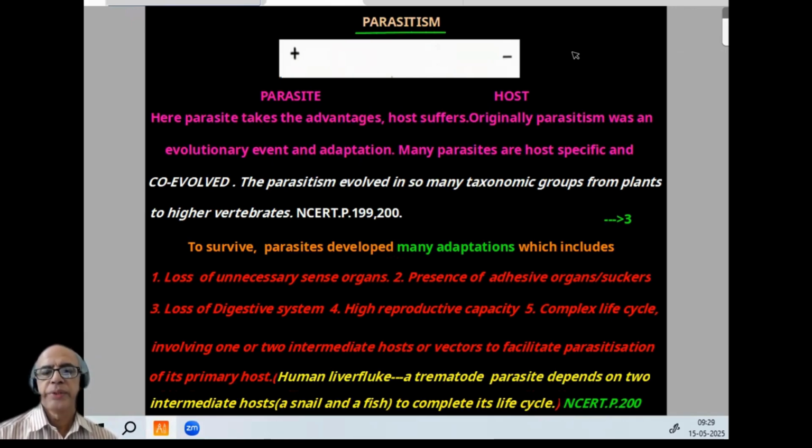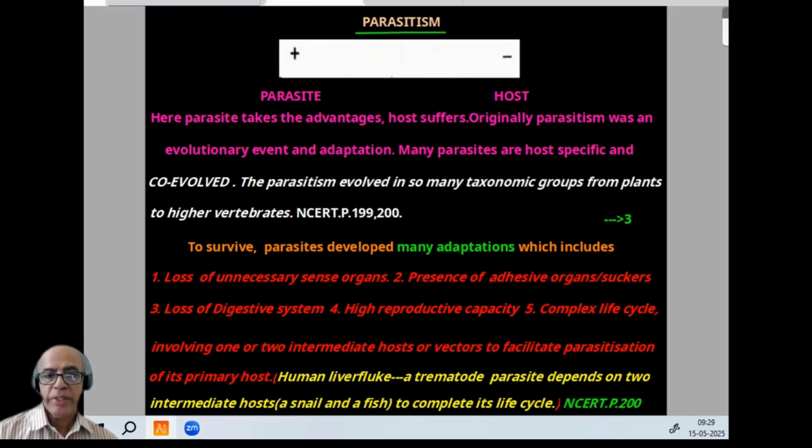The host suffers. Originally, parasitism was an evolutionary event, along with adaptation. Many parasites are host-specific, and remember, parasitism is a co-evolved procedure. NCERT says parasitism evolved in so many taxonomic groups, from plants to higher vertebrates, NCERT page number 199 and 200. It is given.